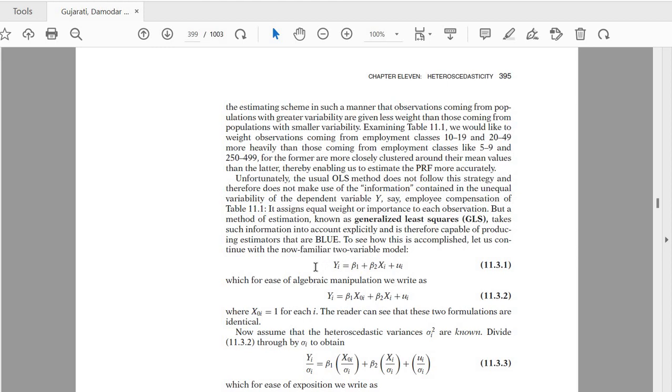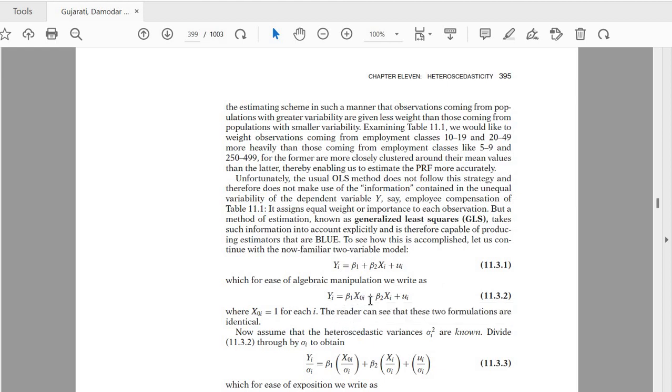Now, for the transformation, the most important thing is that there are two possibilities. One, sigma square, or sigma i square, is known. Second is that sigma square is not known. When sigma square is known, then transformation is possible. So look at this model 11.3.2. What they have done is introduced some x naught i, and set this value equal to 1, so we can put it right here just to get the transformation of this model.